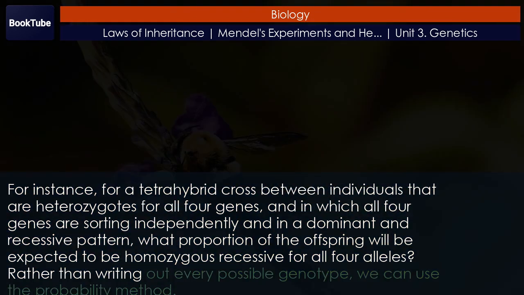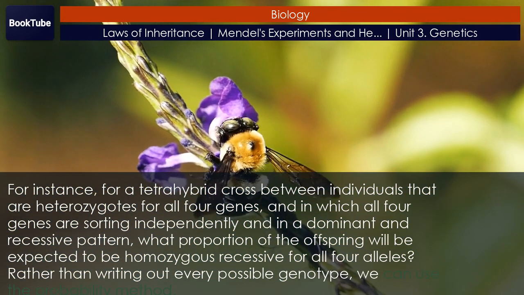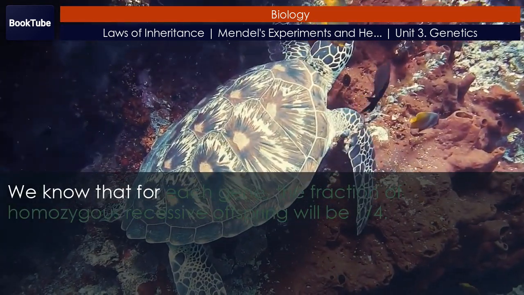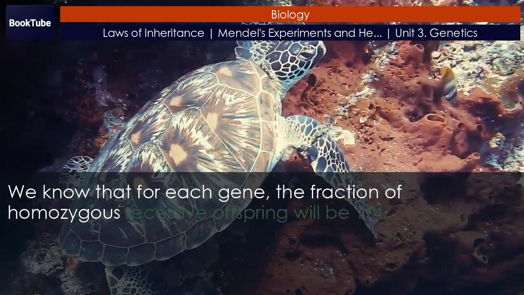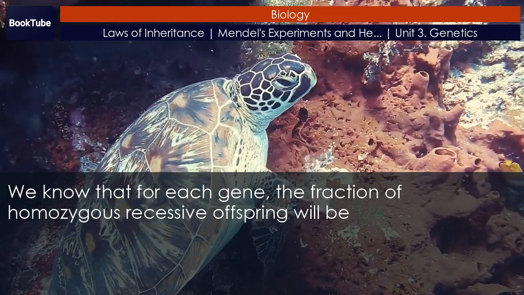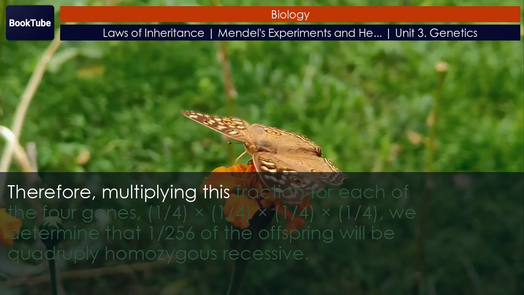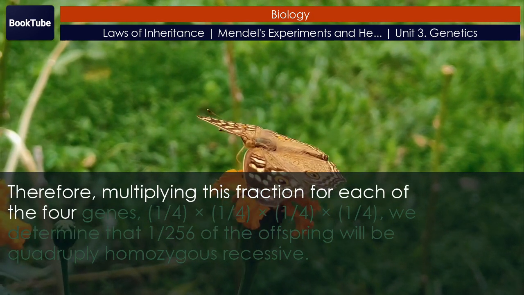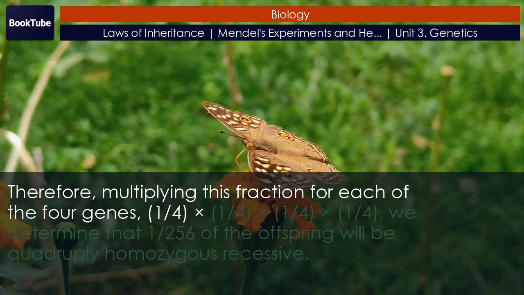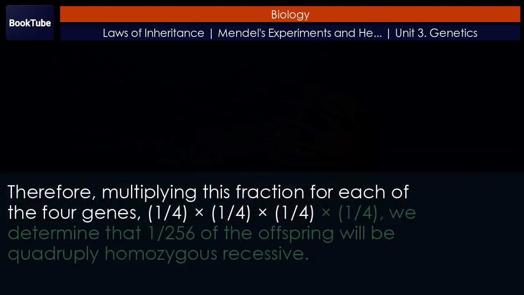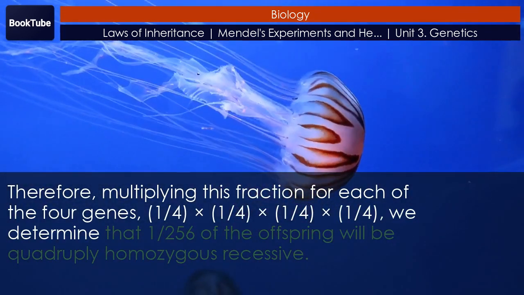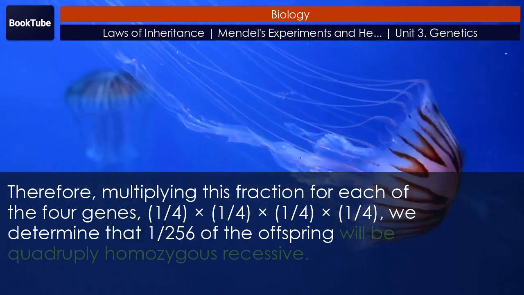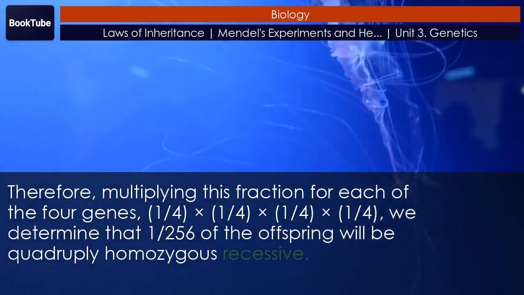Rather than writing out every possible genotype, we can use the probability method. We know that for each gene, the fraction of homozygous recessive offspring will be 1/4. Therefore, multiplying this fraction for each of the 4 genes, 1/4 times 1/4 times 1/4 times 1/4, we determine that 1/256 of the offspring will be quadruply homozygous recessive.